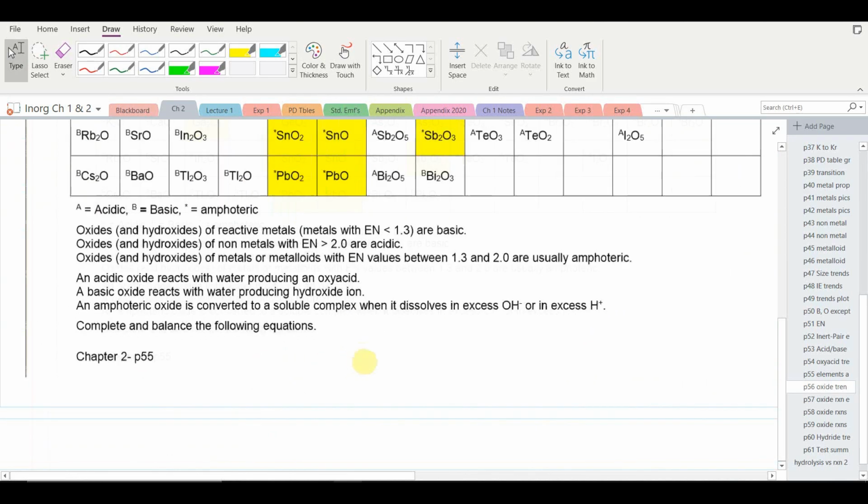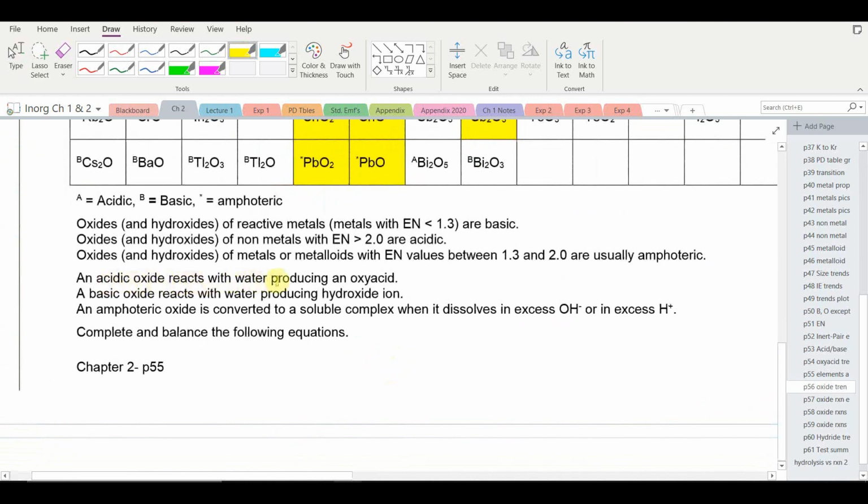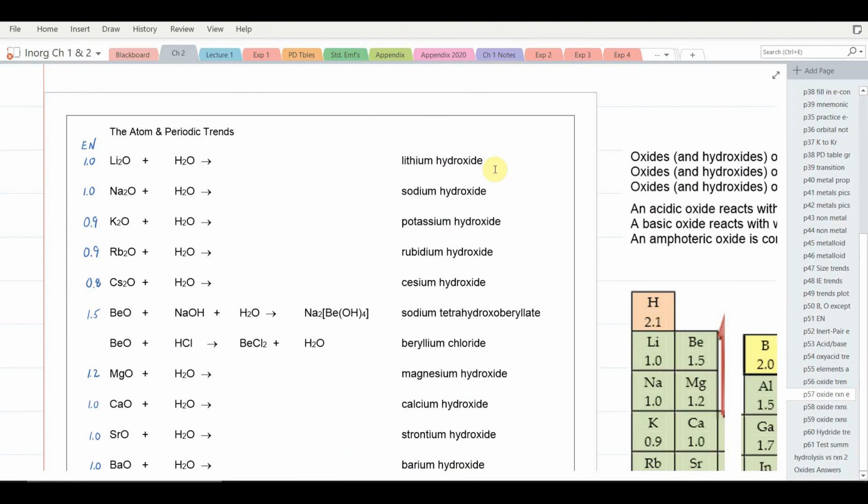What does this mean? Well, an acidic oxide reacts with water to produce an oxyacid. A basic oxide reacts with water to produce the hydroxide ion. And an amphoteric oxide can be made soluble if it dissolves in excess base or excess acid. So we're going to finish up this chapter by writing balanced equations for the reactions of these element oxides in water. Page 62.